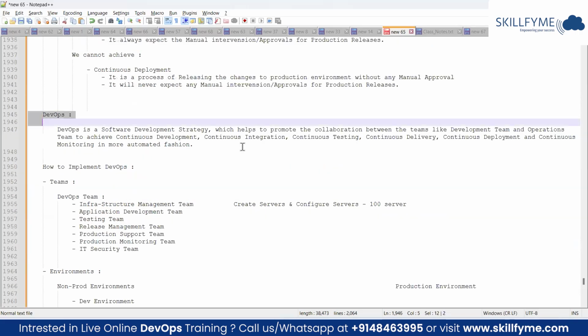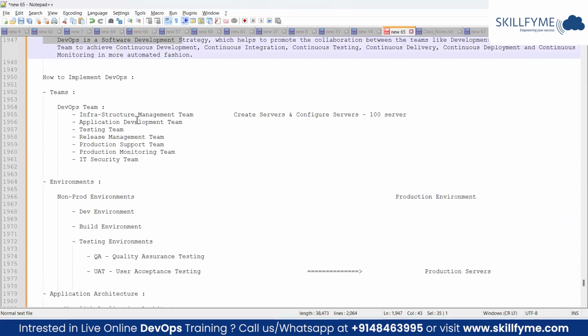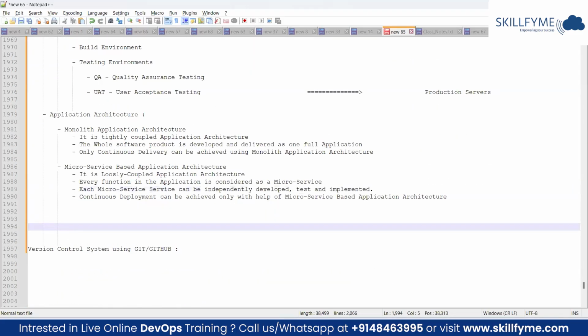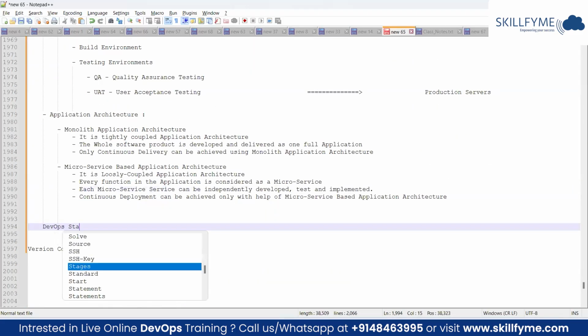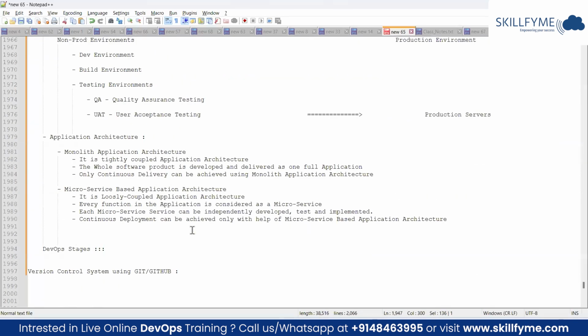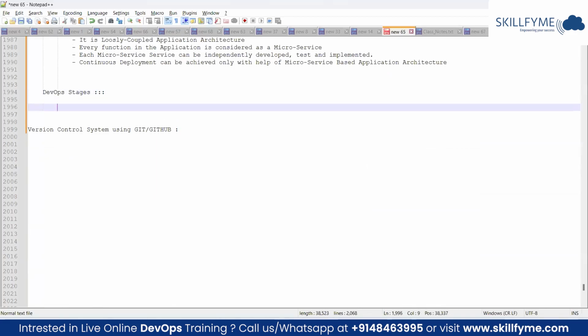We are talking about DevOps now. What is DevOps? We are clear, and how to implement DevOps, we need to consider all these pointers. The next thing is about the DevOps stages, starting from continuous development till continuous monitoring. These are the things we are going to achieve using DevOps, so that is what we call the DevOps stages here.